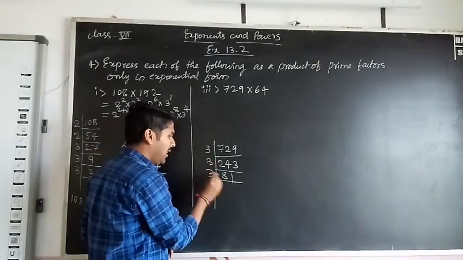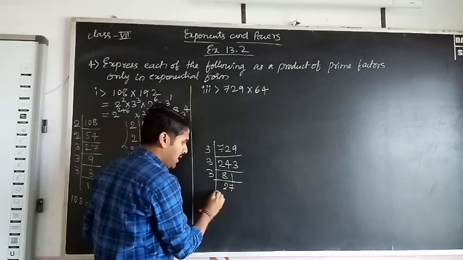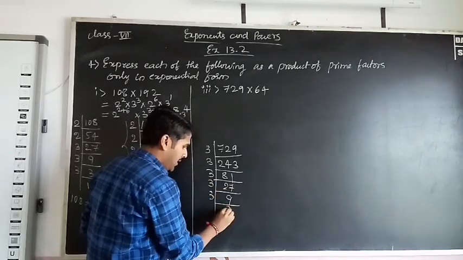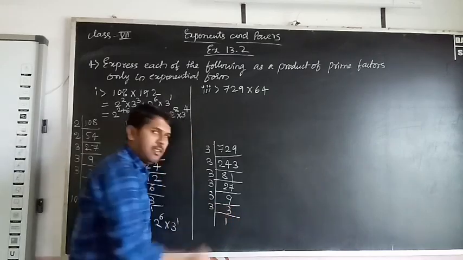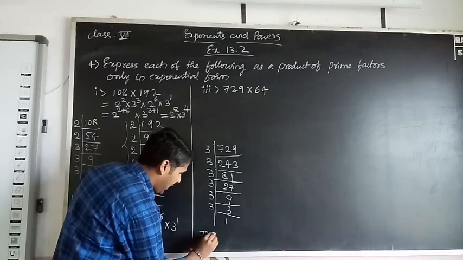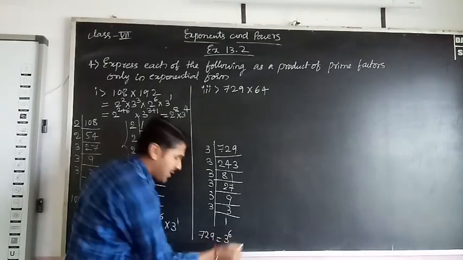Next, 3 threes are 9, 3 nines are 27, 3 twenty-sevens are 81, and so on, next 3 ones are. So in total how many threes? 6. So 729 equals 3 raised to 6.